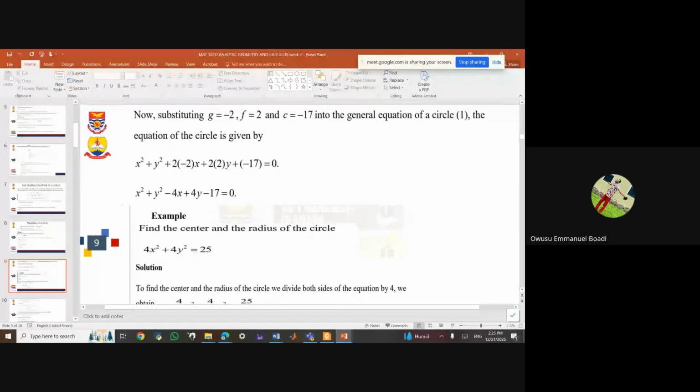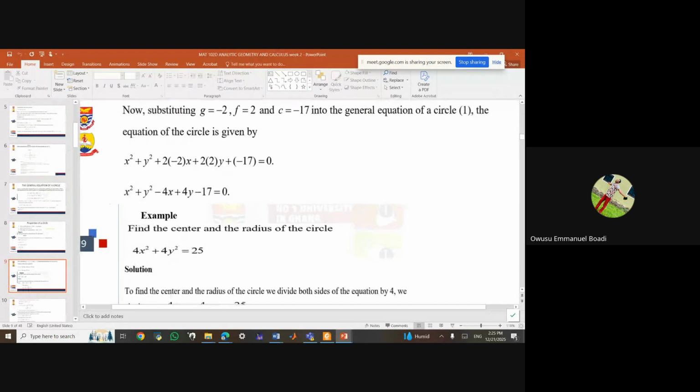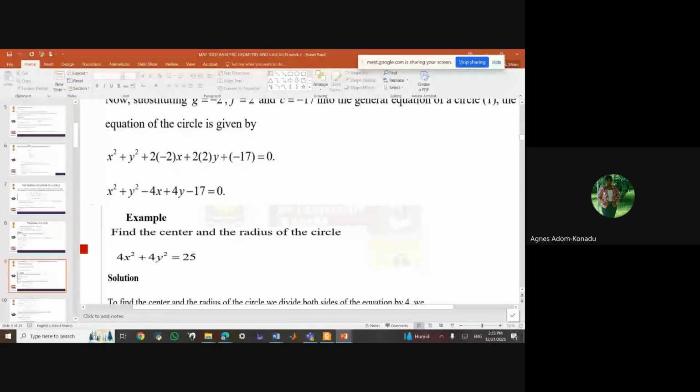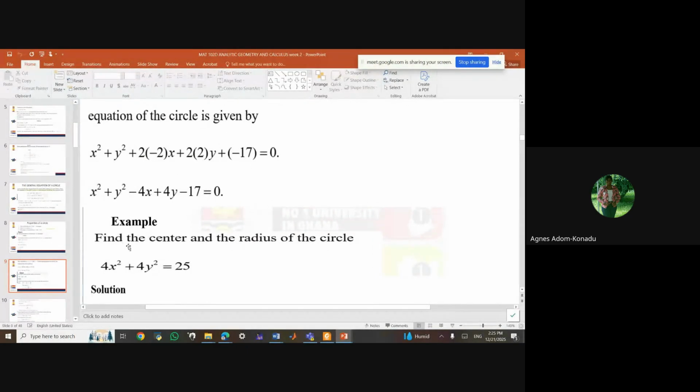Yes, please. Then there's another question. We are asked to find the center and radius of this circle.